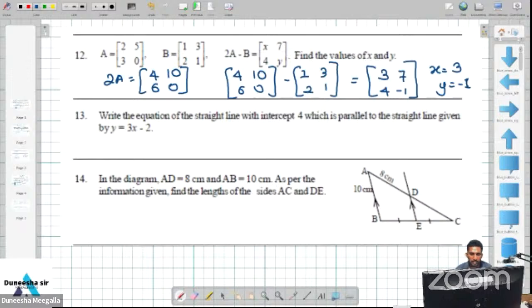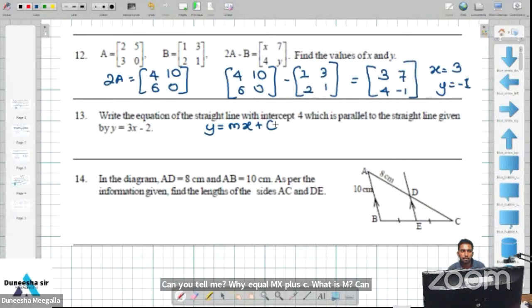Can you tell me y equal mx plus c? What is m? Can you tell me what m is? The form of the equation y equal 3x minus 2 is the form of y equal mx plus c.